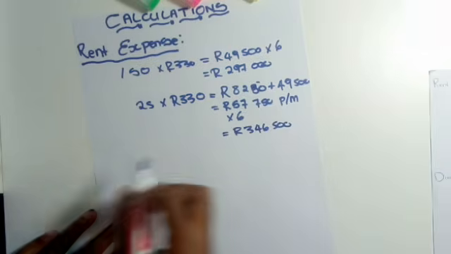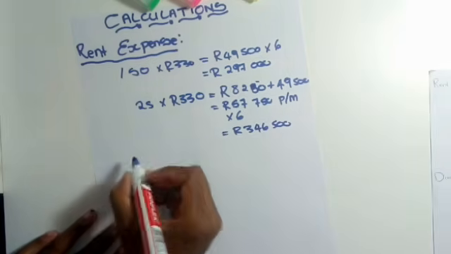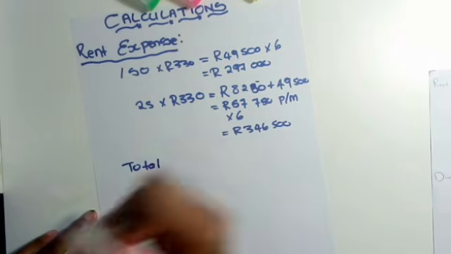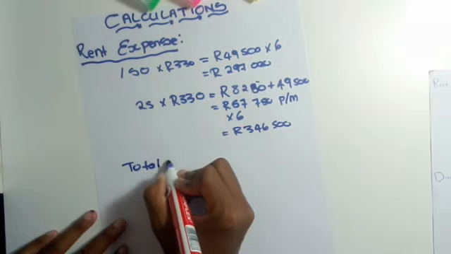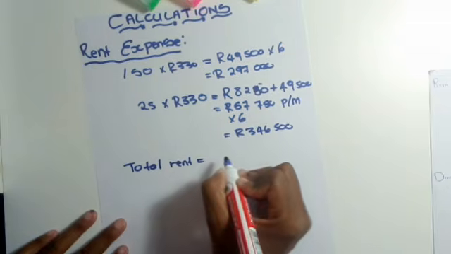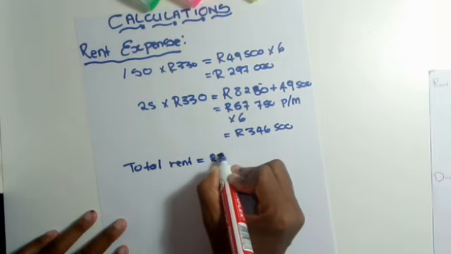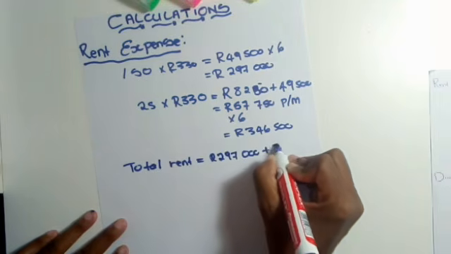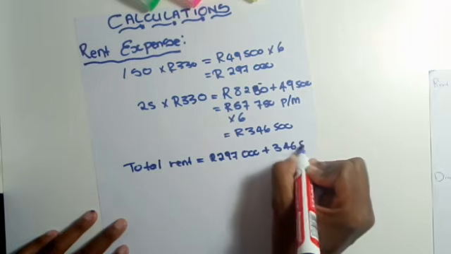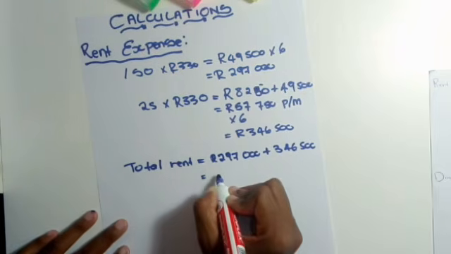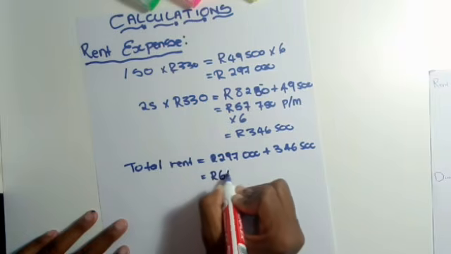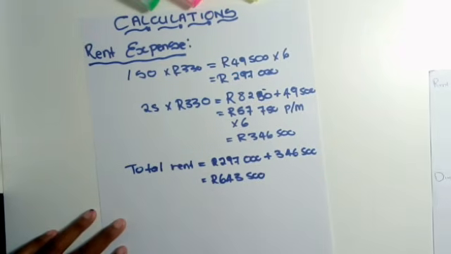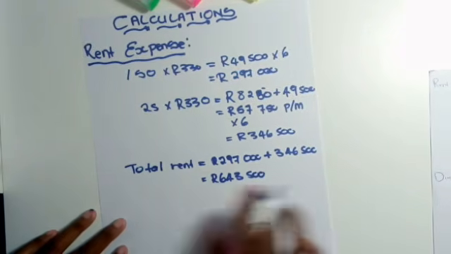Now, I can use these two amounts to determine my total rent. So the total rent that I paid, including the 2 months that I paid in advance, will give me the total full amount that I paid, and that would be 297,000 plus 346,500, and it gives me a total of 643,500 when you punch it in your calculator. Now, this is the total that I paid.